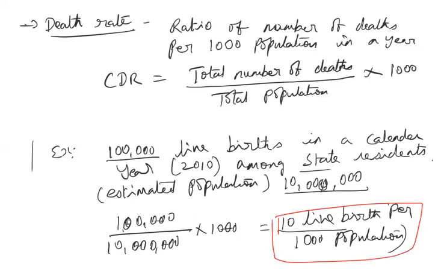In the same way, we calculate the death rate also. So the difference will be the growth rate of population. Suppose you are getting the death rate as 5 per 1000, then the growth rate of population in that particular locality will be 5. So this is how the birth rate and death rate are being calculated.